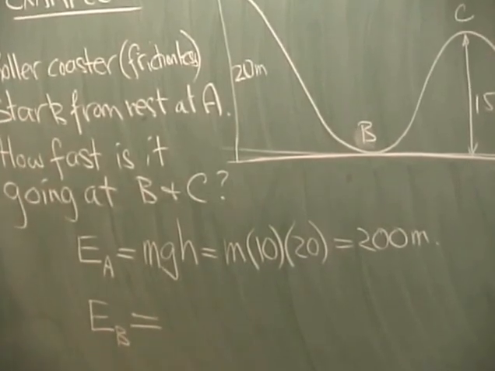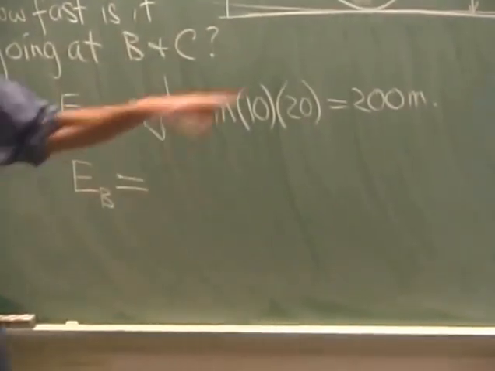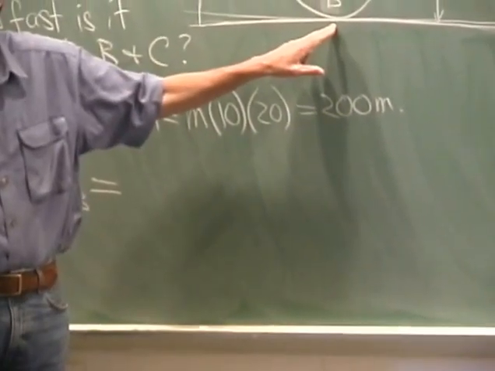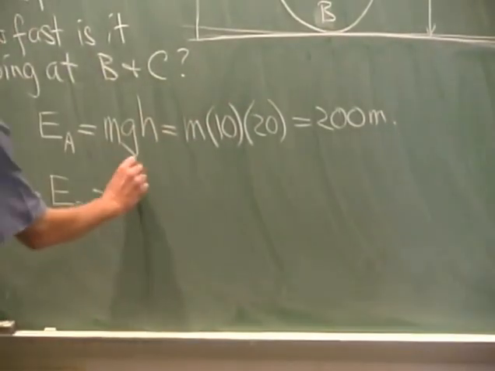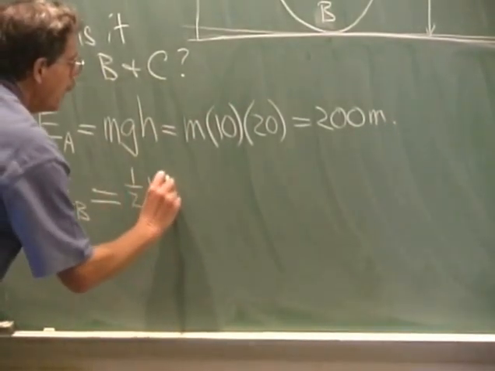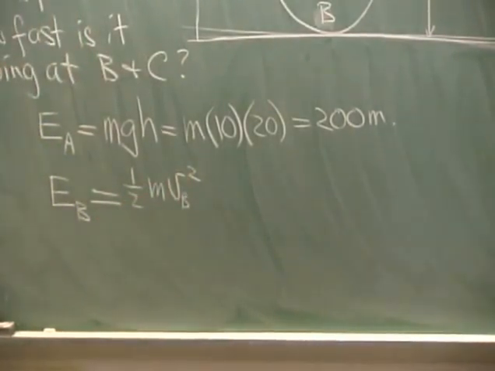What form is the energy when it reaches point B? All kinetic, because it's down at ground level. The height is 0 now. Got no gravitational energy. It's all kinetic, so it's 1/2 mv. I'm going to say v sub b squared because I don't want you to confuse that with the velocity that it has later on at point C.